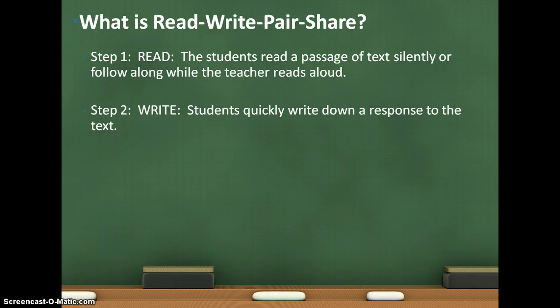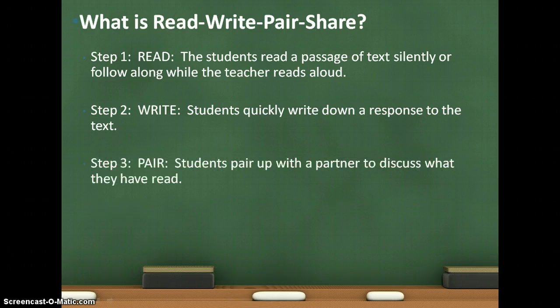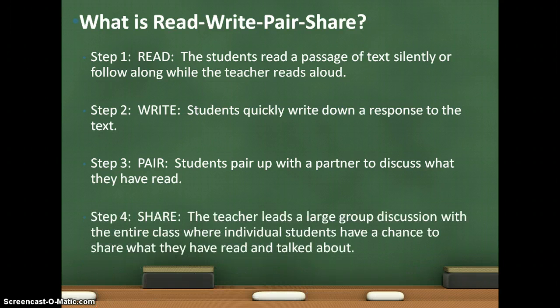After students have completed the read and the write, then they're formed into pairs, where they get paired with a partner to discuss what they have just read. This gives students some interaction and some time to respond verbally to what they have read. Finally, students go into the share part of the strategy, where the teacher leads a large group discussion with the entire class, where everyone has a chance to share what they have read, written, and talked about.